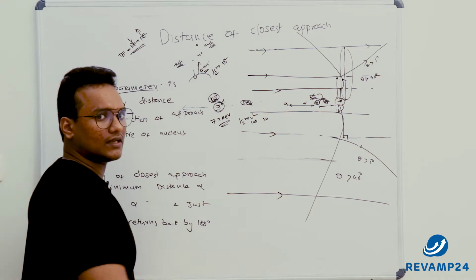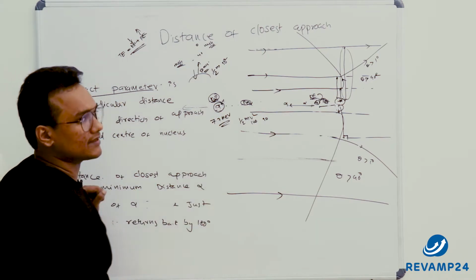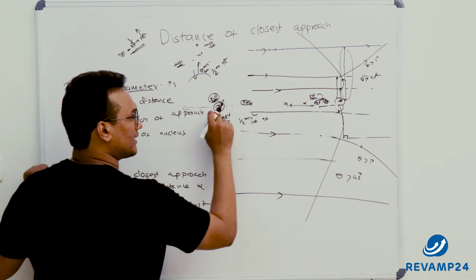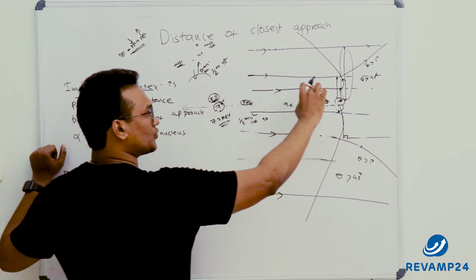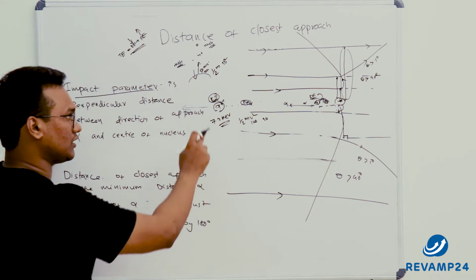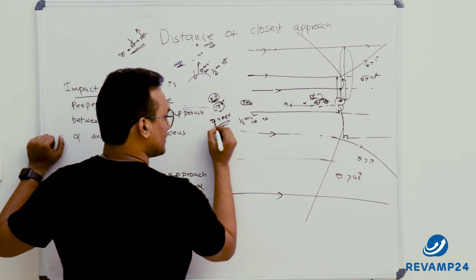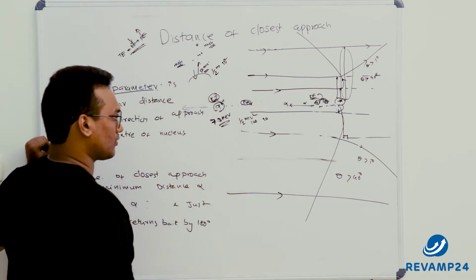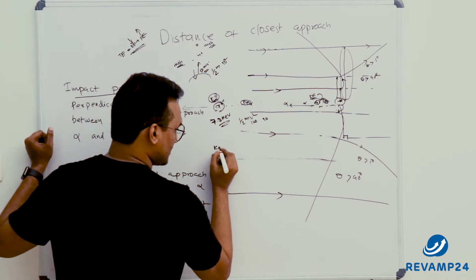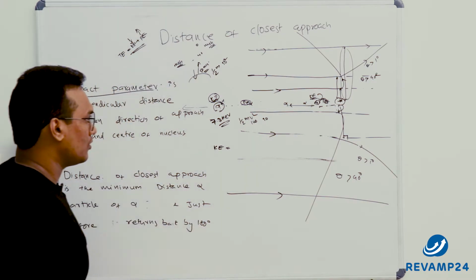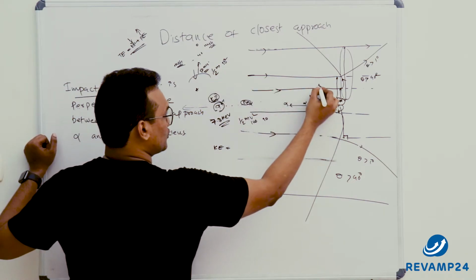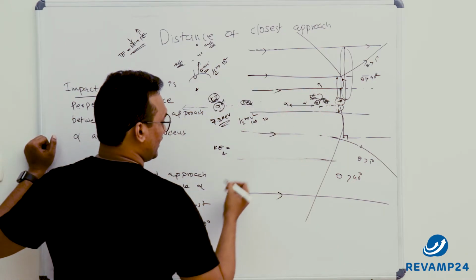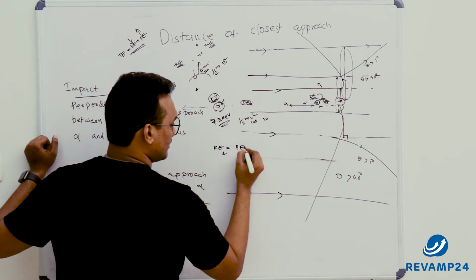Now, how can we get the value? We know the kinetic energy. Now, we have to equate the kinetic energy with the potential energy. Why? The whole kinetic energy has now been spent on potential energy. We know the value of kinetic energy, 7.7 mega electron volt. Now, let the positions be A and B. So kinetic energy at A is equal to potential energy at B.